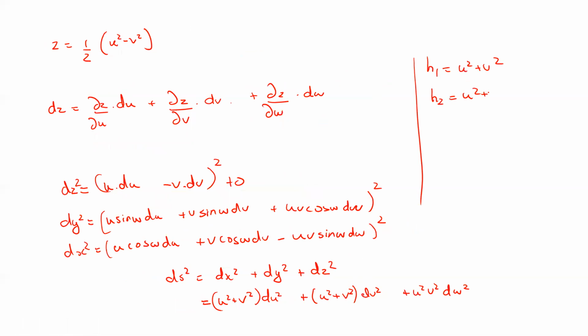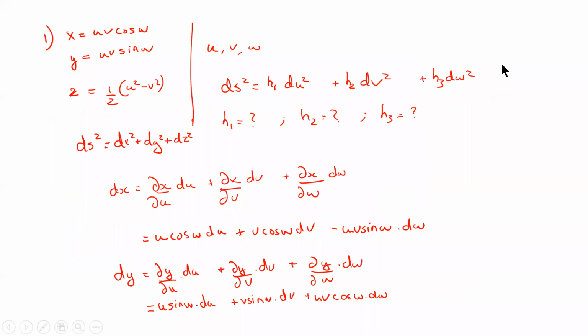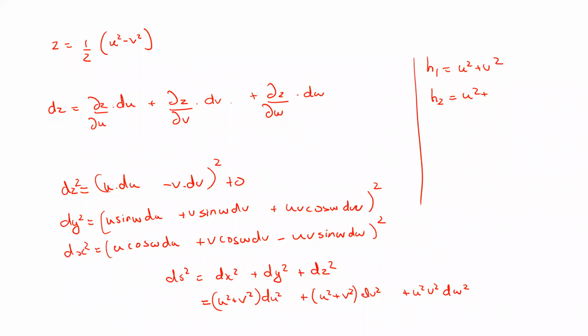Okay, so this is actually a square. There is supposed to be a square here, a square here, and a square here. So h1 square is actually this quantity. Therefore, h1 will actually be the square root of this quantity, so the square root of u square plus v square.